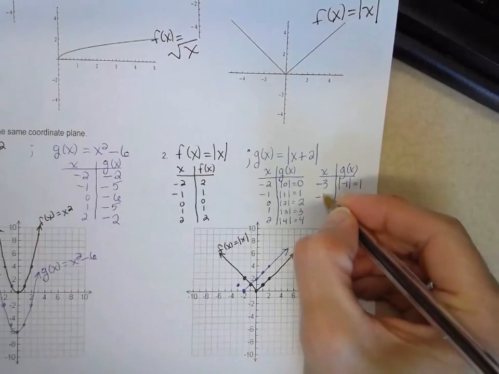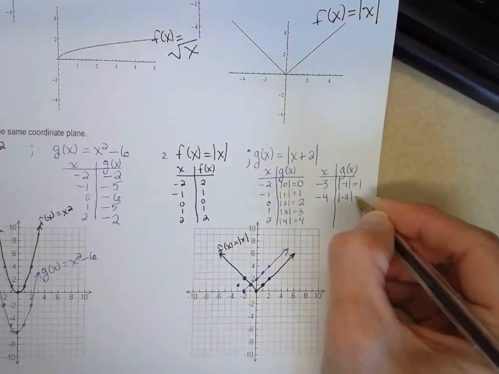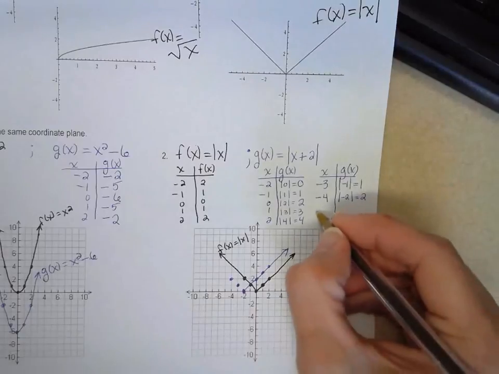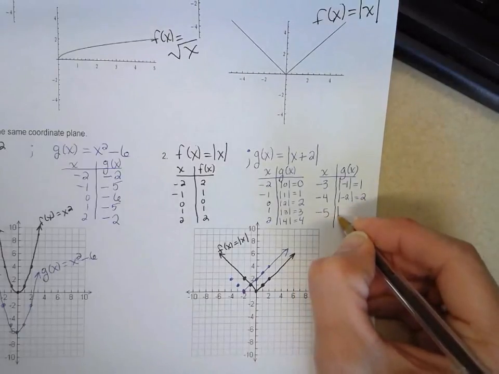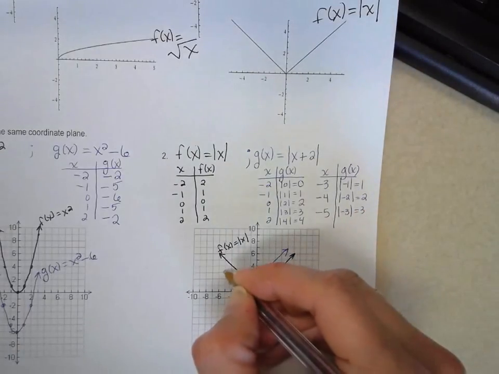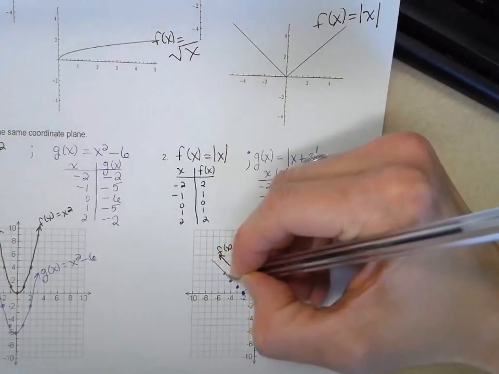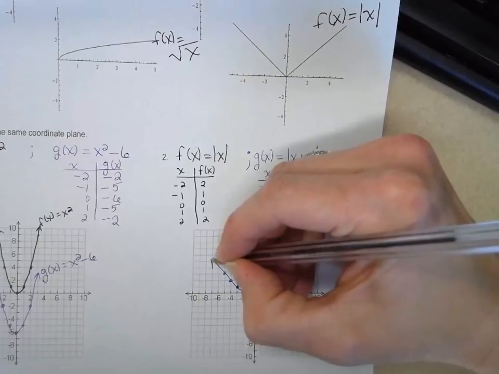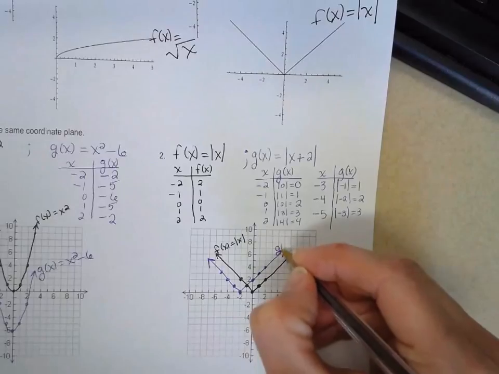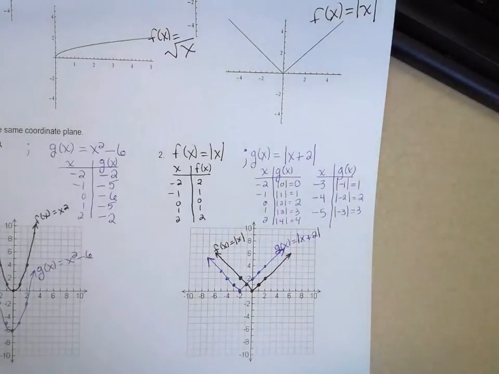Let's do a couple more just to be sure. -4 plus 2 is -2, and when I take its absolute value, I get 2. So at -4, I'm at 2, and it's pretty clear now. I'll throw one more value in. -5 plus 2 is absolute value -3, which is 3. Okay, so here we are at -5, we're at 3. So I'm getting the left-hand branch of this absolute value function. So this is my g of x, which is equal to the absolute value of x plus 2.